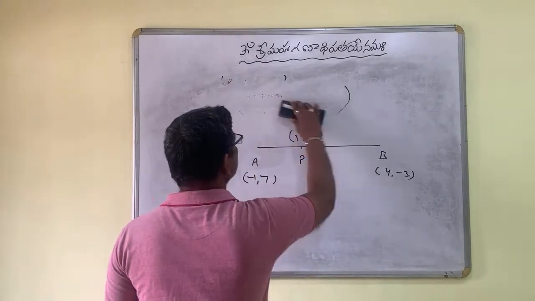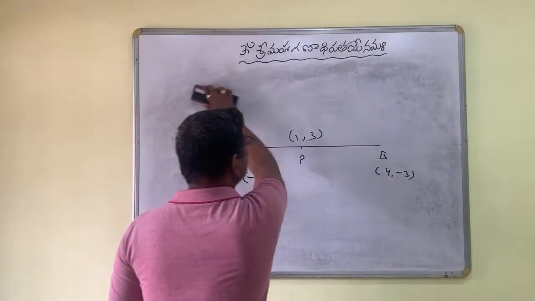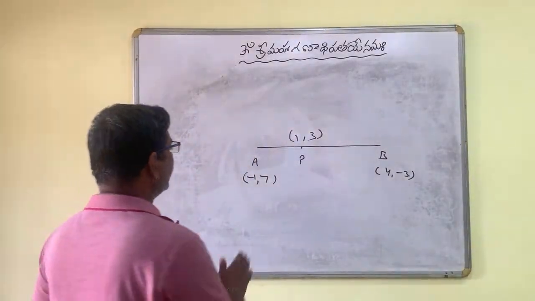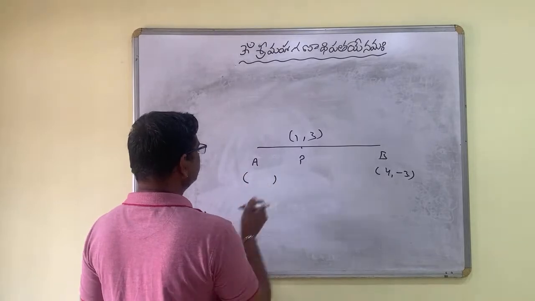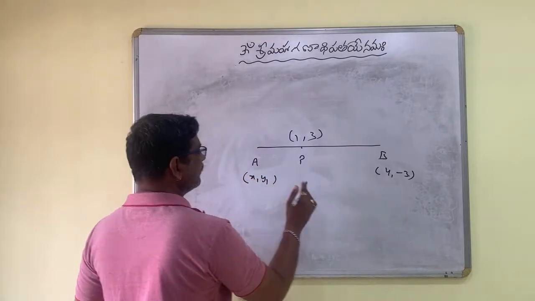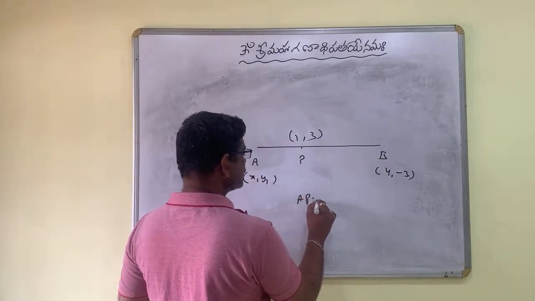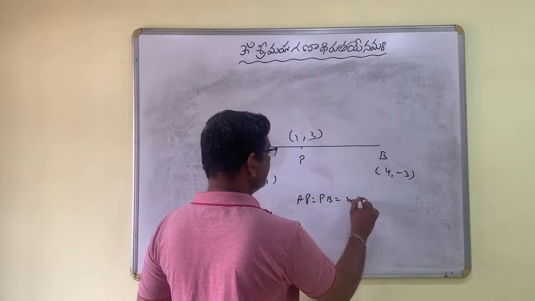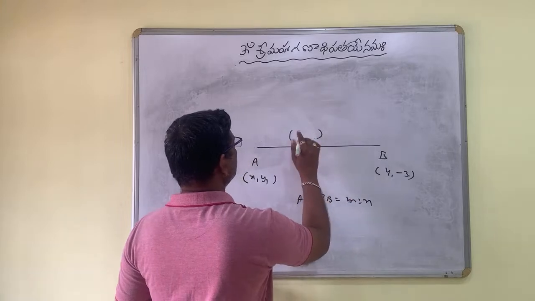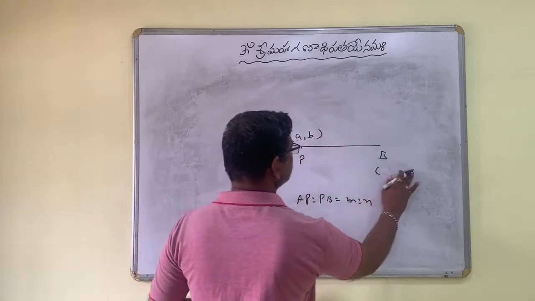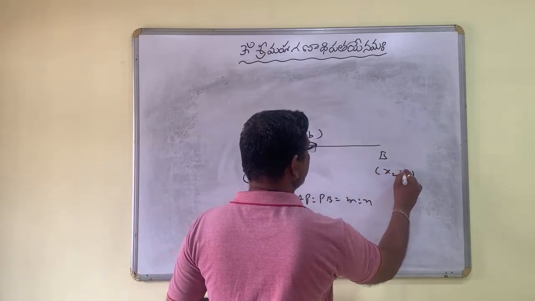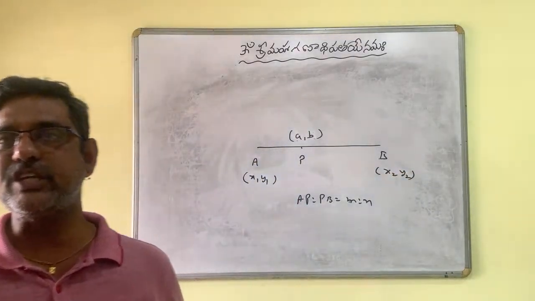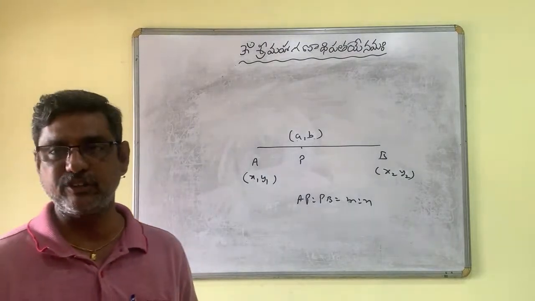Now we can observe different questions from this. A (x1, y1), P (a, b), B (x2, y2), with AP to PB as m to n.